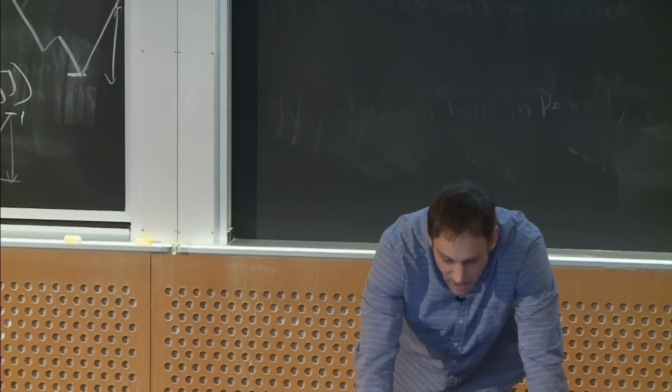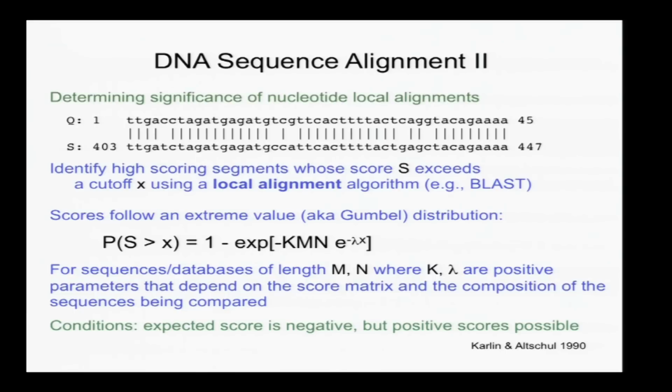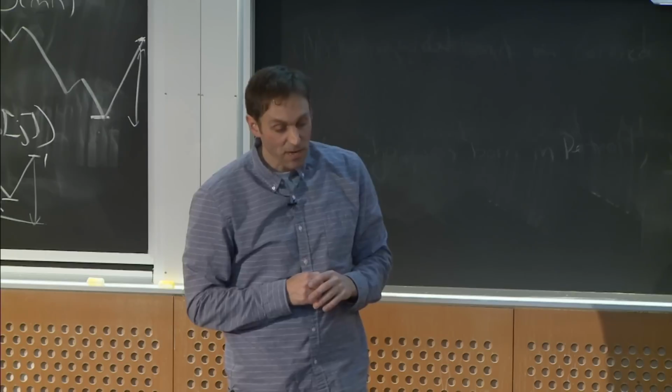Okay, all right. What about the statistics of this? It turns out that Karlin and Altschul developed some theory for exactly this problem of searching a query sequence. It can be nucleotide or protein, as long as you have integer scores and the expected score is negative, then this theory tells you how often the highest score across the entire query-database comparison exceeds a cutoff x, using a local alignment algorithm such as BLAST.